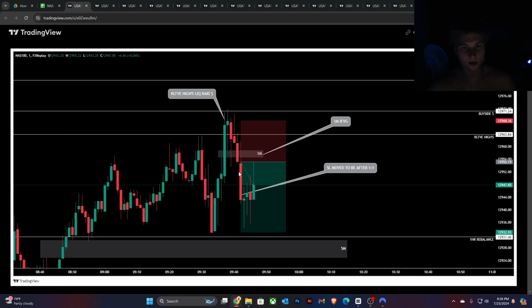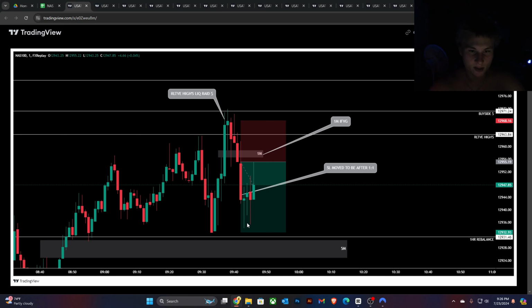Dodgy likes to call a death candle. If you don't know who Dodgy is, that's my mentor right now. When you see a high momentum candle like this, move my stop loss to break even, because after all this momentum, you don't want to see a wick back into your entry.